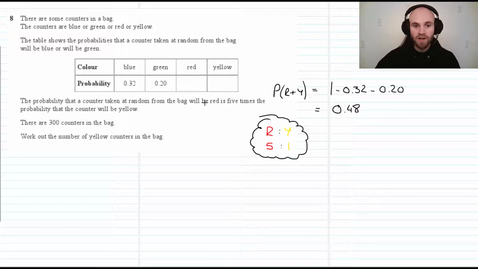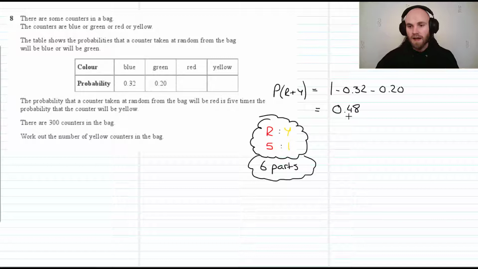And remember from the question, we are given that the probability of red is 5 times the probability that it will be yellow, which we have here, and that's going to give us a total of 6 parts. And we have a probability of red plus yellow as 0.48, but we're going to split this into 6 parts. So how many 6s into 0? That's 0. The point there. How many 6s into 4? That's 0 if we carry the 4. How many 6s into 48? Well, that is going to be 8.